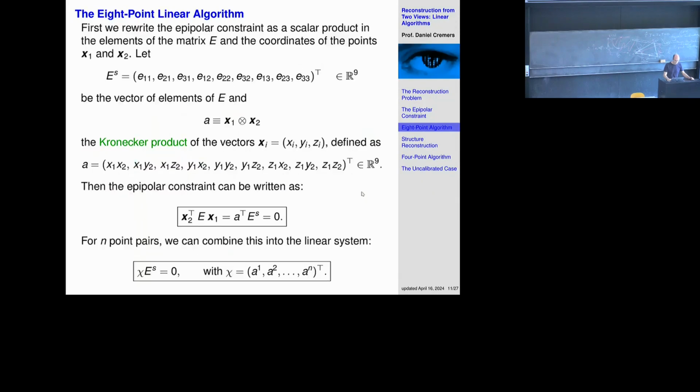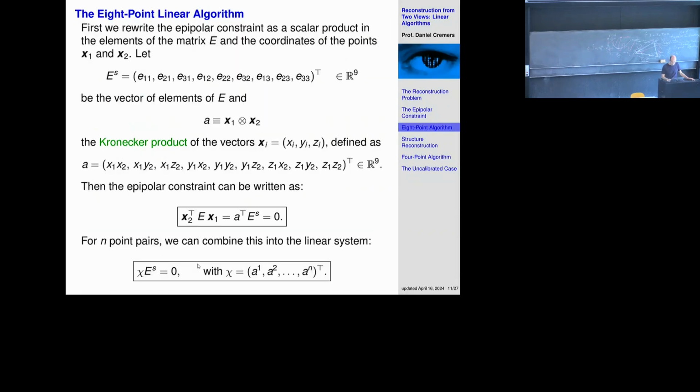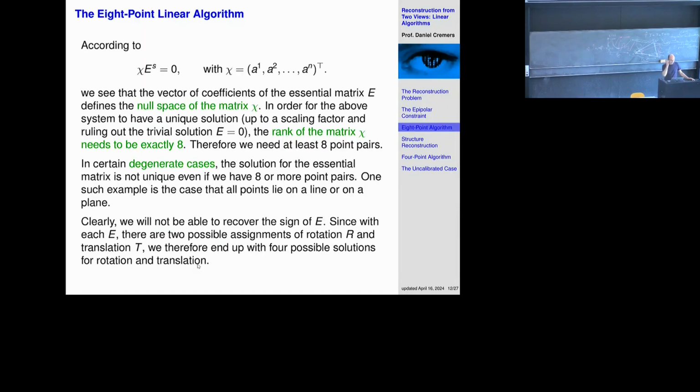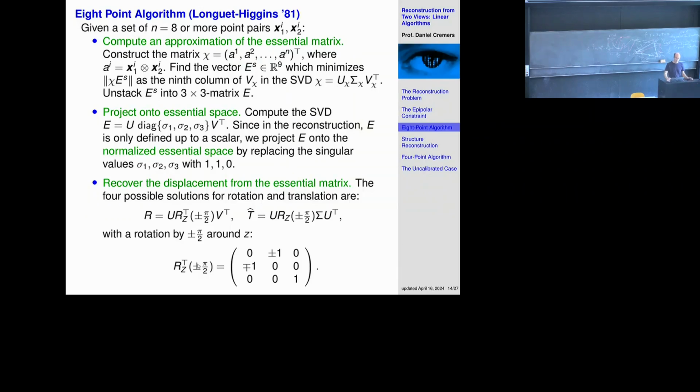Where is that? Here. These two solutions for translation and rotation. And so in total, this is for E, and for minus E, we have another two solutions. So in total, that gives us 4 possible solutions for translation and rotation. And then we have to determine which one gives meaningful depth values, meaning positive depth values associated with each point. This we've discussed.